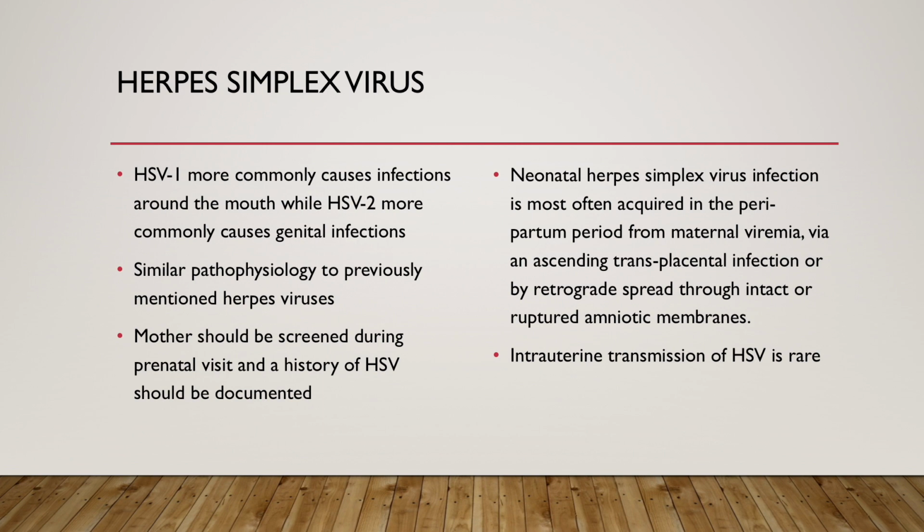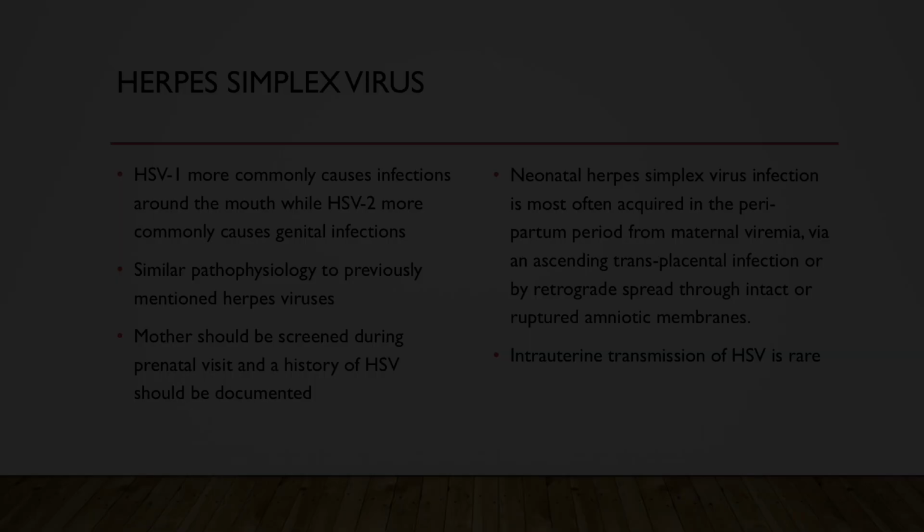Neonatal herpes simplex infection is most often acquired in the peripartum period from maternal viremia, so an active infection, an ascending transplacental infection, which is from the outside in through the placenta, or retrograde spread through intact or ruptured amniotic membranes. Intrauterine transmission of HSV is rare.